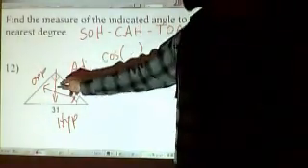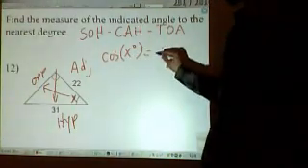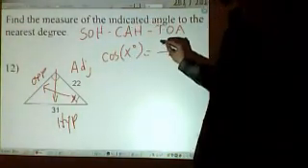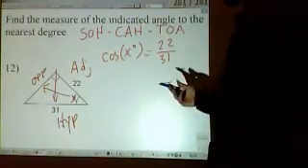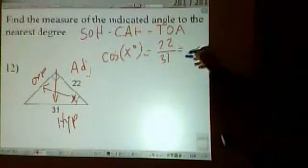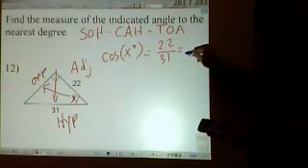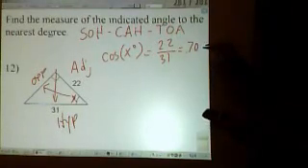So we're going to write cosine of what? Of this angle x over here. That's where we got our opposite from, was x, okay? And that equals the adjacent over the hypotenuse. That's 22 over 31, okay? So now what I'm going to do is go in my calculator, and I'm going to do 22 divided by 31. And then I get 0.7096, okay?